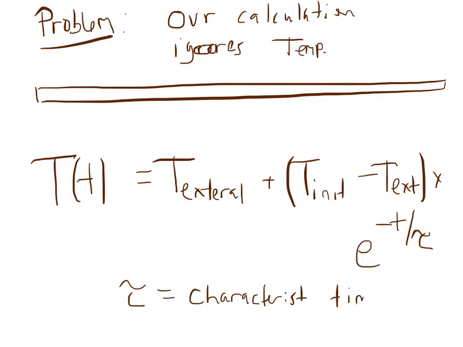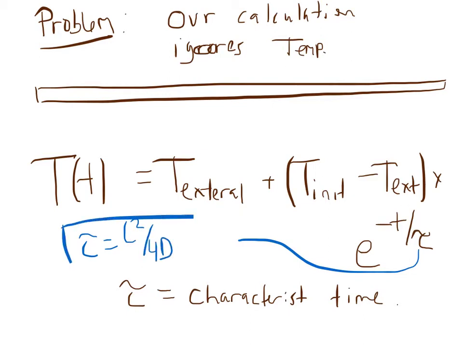Now, this is an equation which involves all of the things that we've been talking about. It involves the external temperature, the temperature of the oven. It involves the initial temperature, the temperature that you put the turkey in, and it involves tau. Now, this tau is actually the quantity that we've been just computing. So this tau is L squared over 4D.